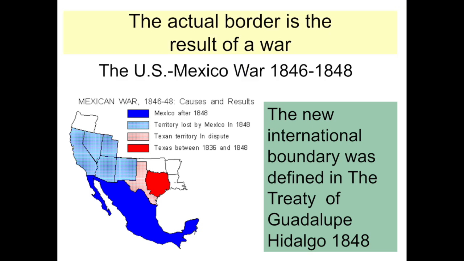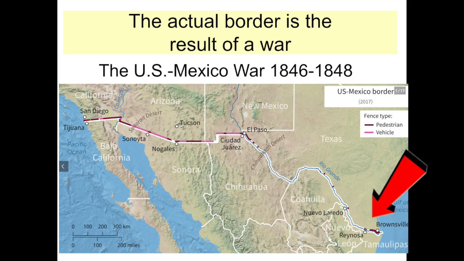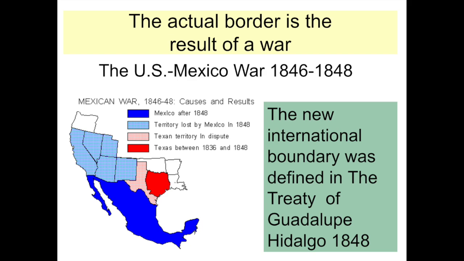Right now, the US Mexican border stretches for about 2,000 miles from San Diego, right next to the city of Tijuana, all the way to Brownsville in Texas, across from Matamoros. That is the city in the Mexican state of Tamaulipas.